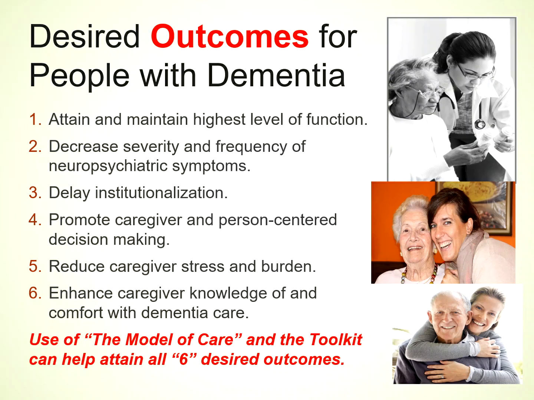So the desired outcomes for people with dementia include attaining and maintaining the highest level of function, decreasing the severity and frequency of neuropsychiatric symptoms, delaying institutionalization, promoting caregiver and person-centered decision-making, reducing caregiver stress and burden, and enhancing caregiver knowledge and comfort with dementia care. Use of the model of care and the toolkit can help attain all 6 of these desired outcomes for people with dementia and Alzheimer's disease.